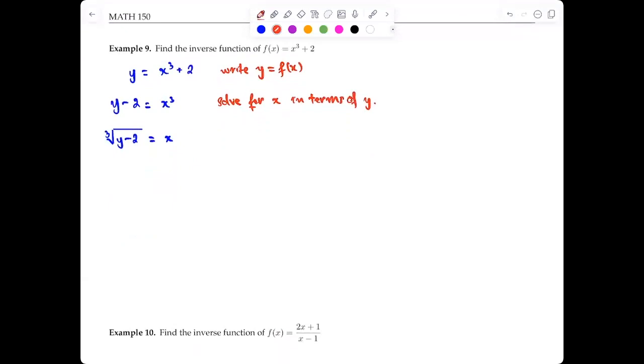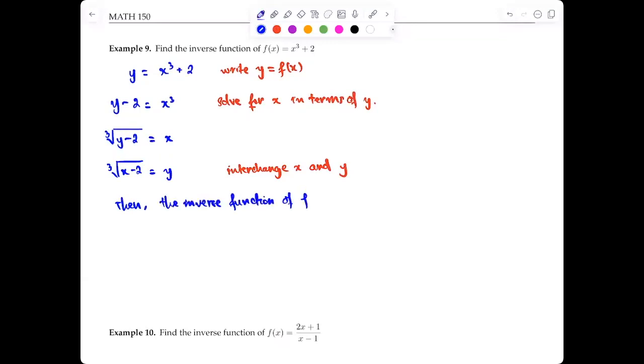And the next step is to interchange x and y. So x becomes y, y becomes x. So you get cube root of x minus 2 equal to y. Here you interchange x and y. Then you can conclude that the inverse function of f of x equal to x cubed plus 2 is f inverse of x equal to cube root of x minus 2.